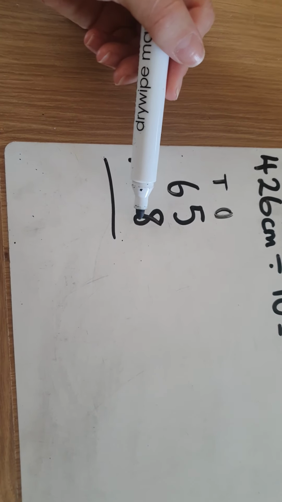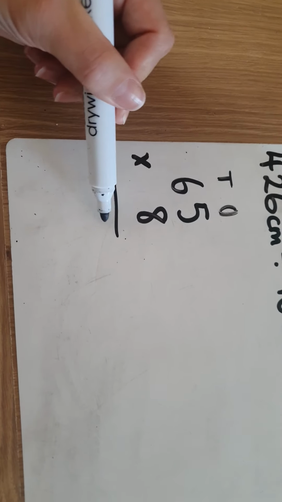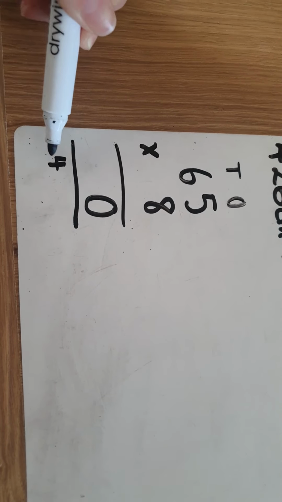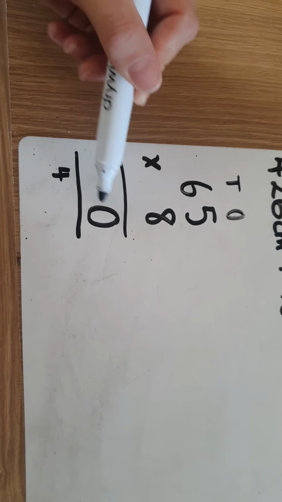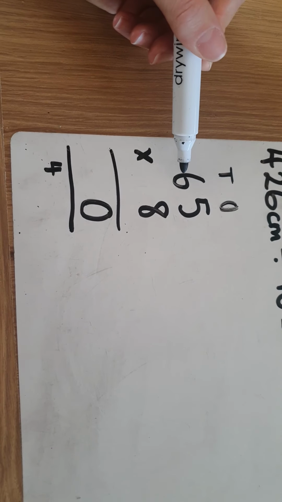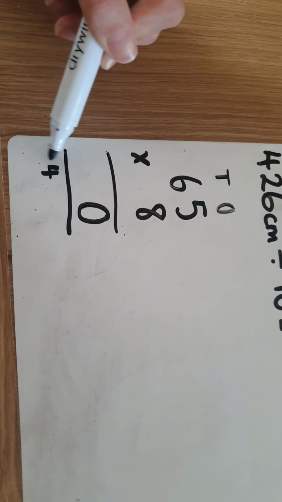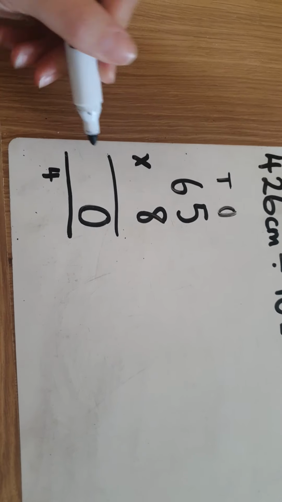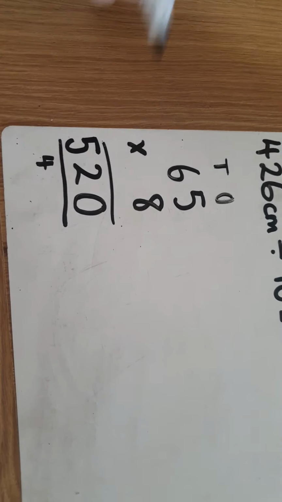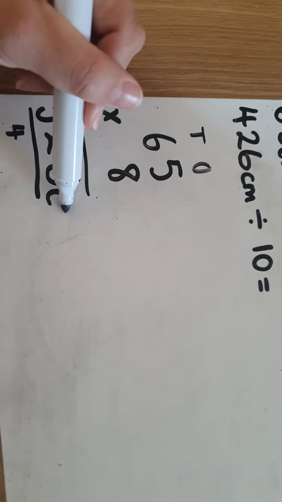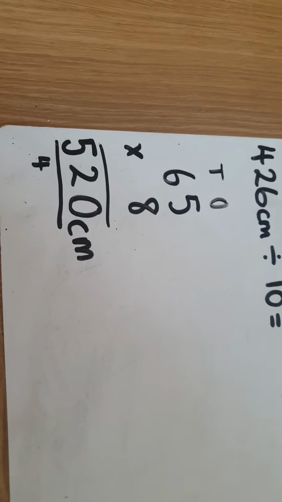So we start off at the bottom. 8 times 5 is 40. So you put your 0 in there and you carry your 4 into the tens column. So you can see that reads 40. 8 times 6 is 48. Add the 4. So you add what is at the bottom. So 48 add 4 is 52. It's the last one, so we can write it in. So we check back at the top. It was in centimeters, so 520 centimeters.